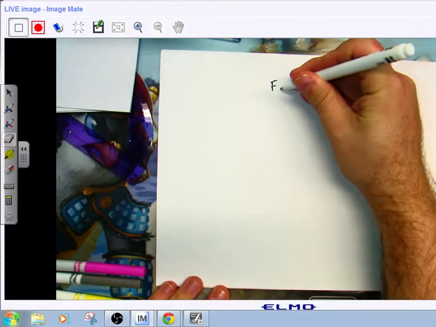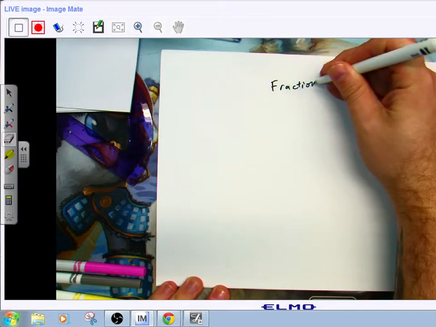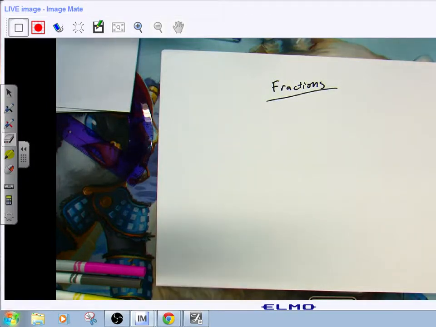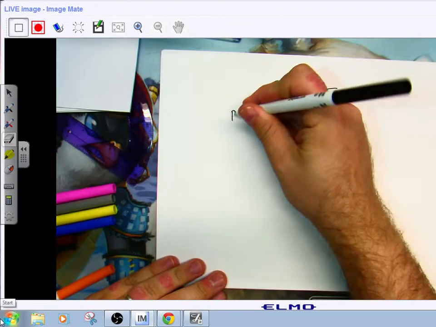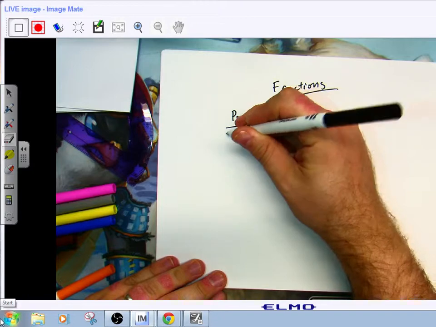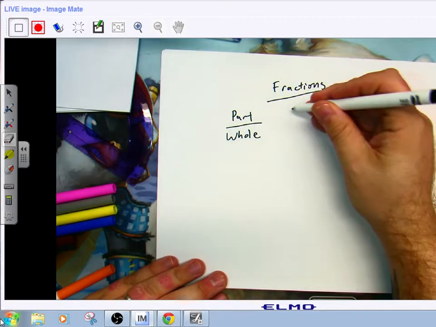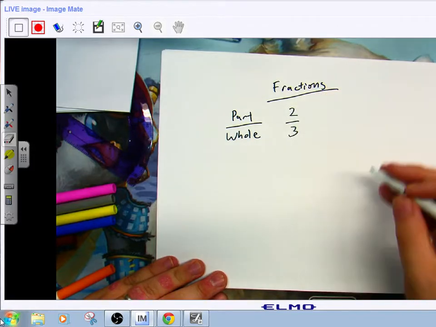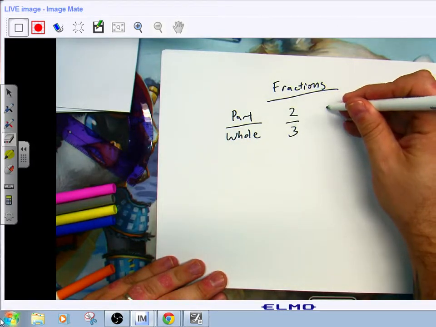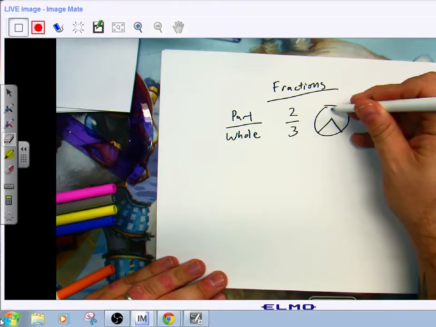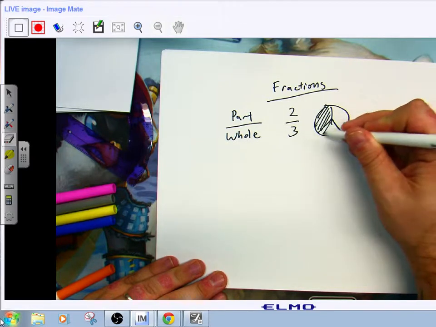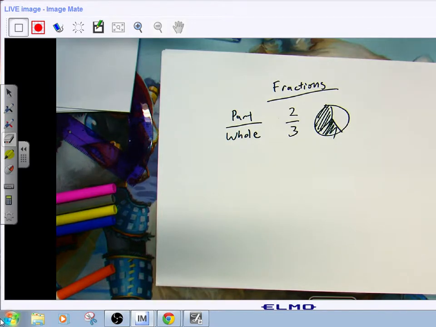Cool. So what the class has been telling me is that we really need a little refresher on fractions. Fractions, right? So anytime we are writing a fraction, we are writing it as a part over the whole. So if I were to say 2/3, what I'm saying is if I were to have a circle that was cut up into thirds, 2 of those thirds would be represented. All right? These are going to be the same thing.